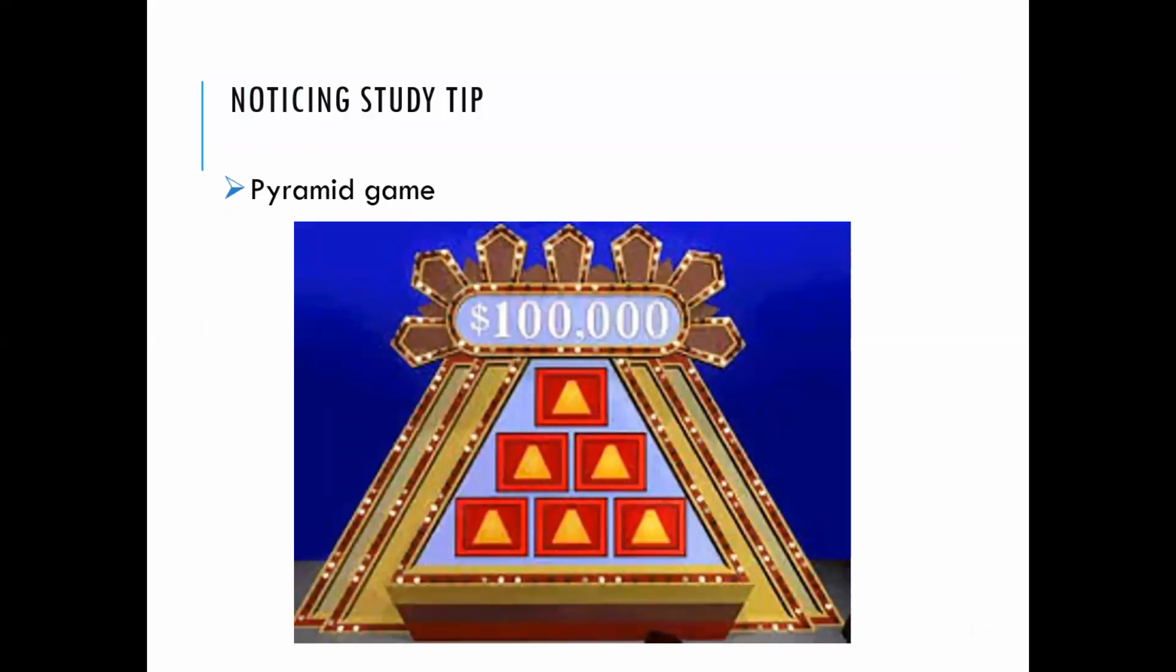Okay, so a study tip for you is the pyramid game. You might not have played the pyramid game before, but I actually have a little clip to show you guys what the pyramid game is all about.